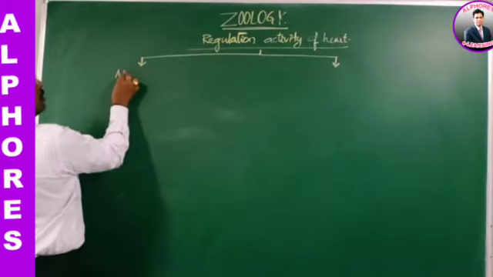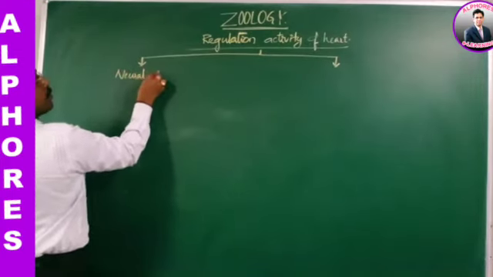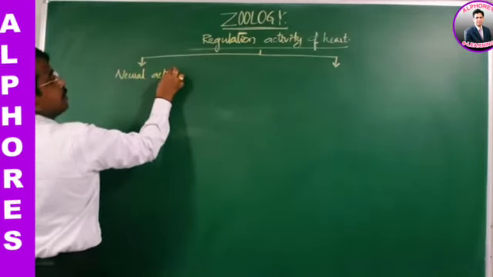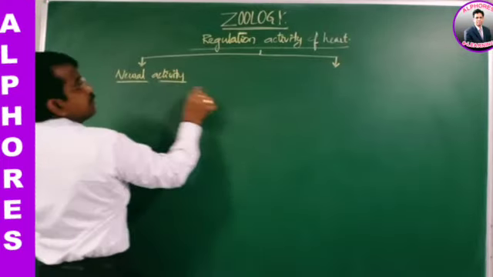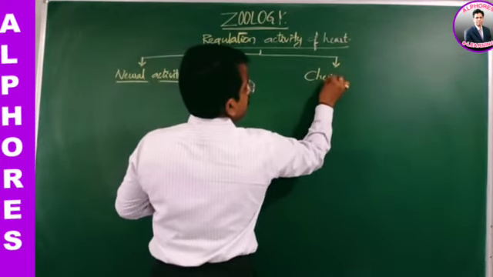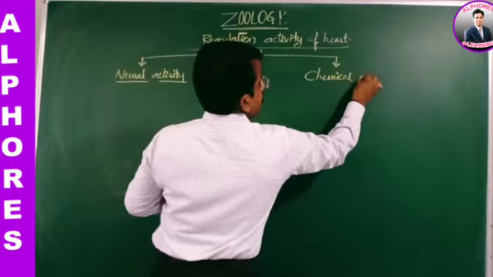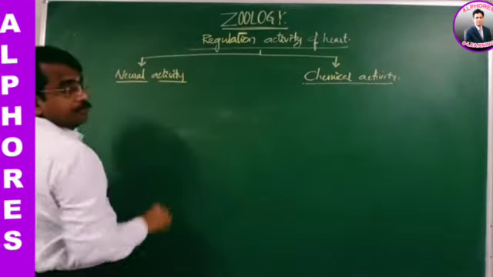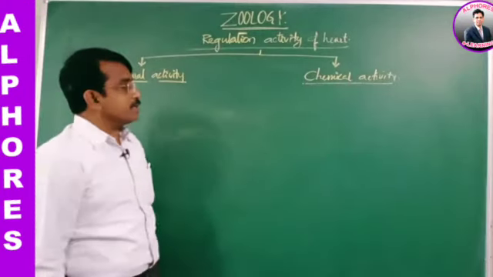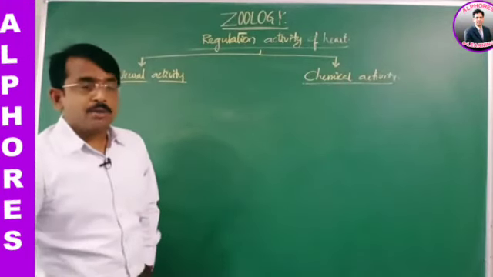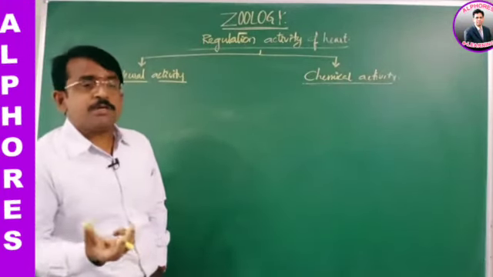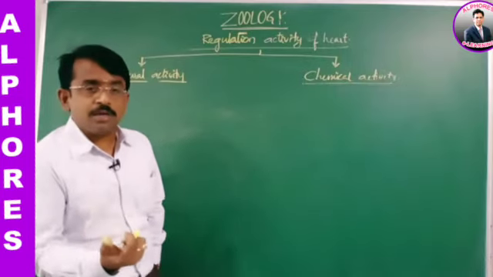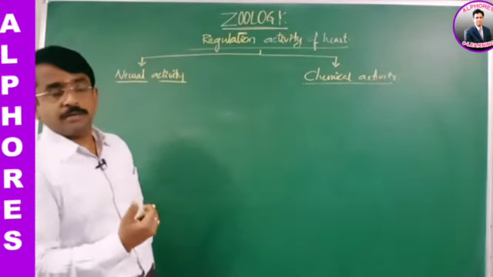Both the neural activity and the chemical activity is what we are about to discuss. Neural activity and the chemical activity. Neural activity in the sense of the neural signals that control the heartbeat.